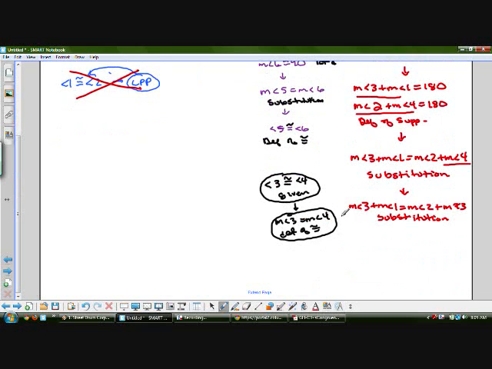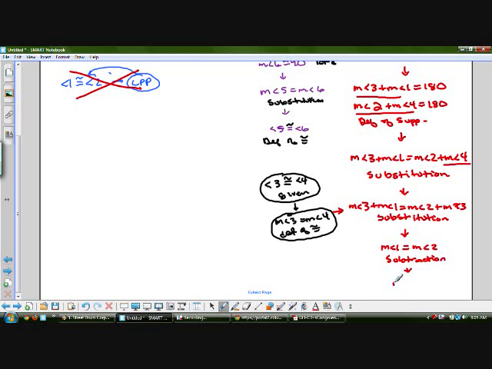Now that I have an angle 3 on either side, I can subtract that part from both sides of the equation. So I'm left with just the measurement of angle 1 is equal to the measurement of angle 2. That's going to be subtraction. And then, of course, angle 1 is now congruent to angle 2 by the definition of congruency.